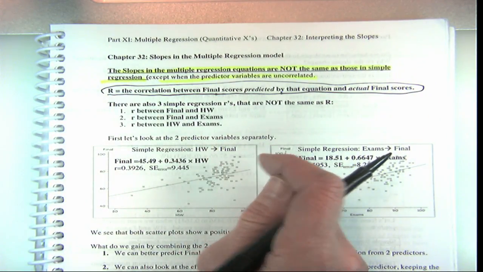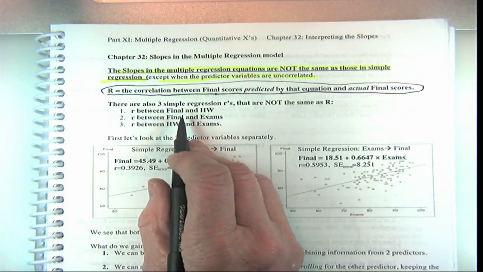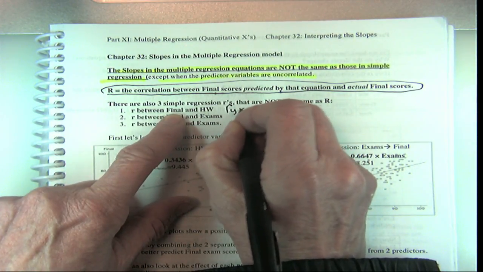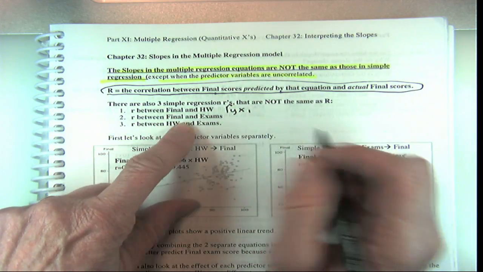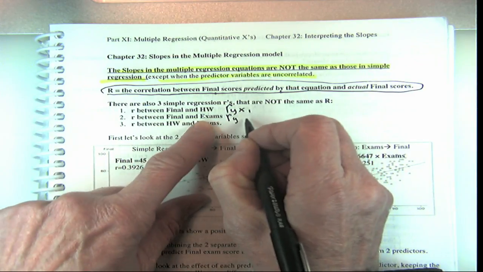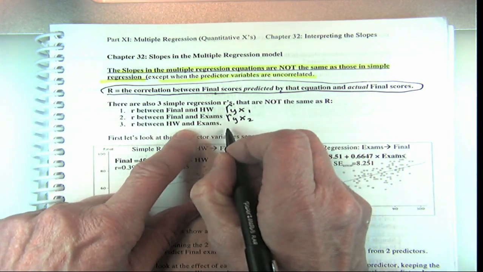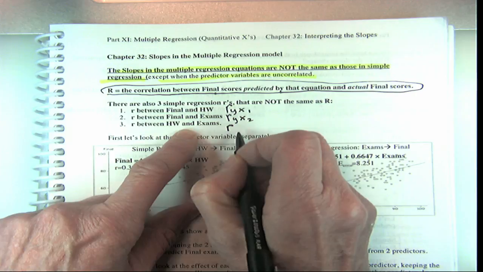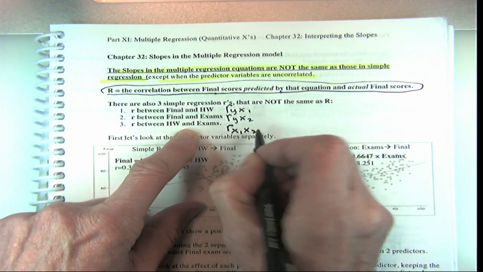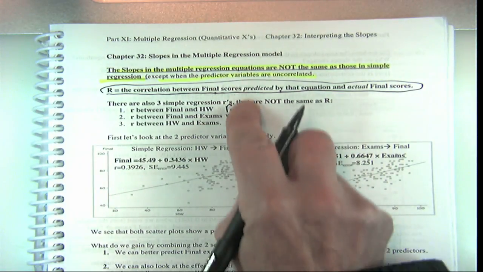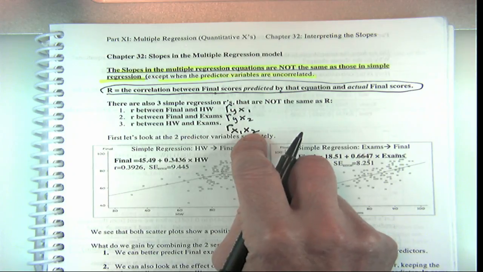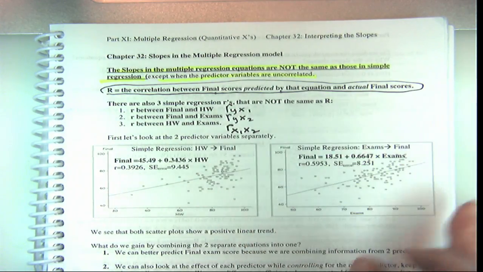They're the correlation between, this is R between Y and X1. This is R between Y, the final, and the exams, X2. And then there's the correlation between the two predictor variables, X1 and X2. So we have these three. And when these are correlated, like homework and exams are, these slopes aren't going to be the same.